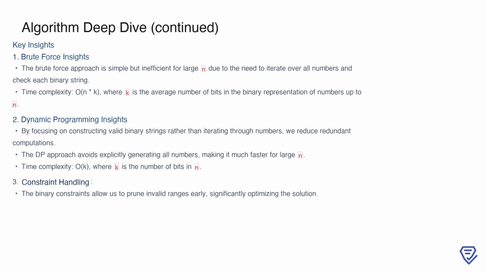In contrast, the dynamic programming approach focuses on constructing valid binary strings directly, which eliminates the need to explicitly generate and check every number. This significantly reduces redundant computations and makes the approach more efficient, with a time complexity of k, where k is the number of bits in n. Another important optimization comes from understanding the constraints imposed by n's binary representation. By pruning invalid ranges early, we can further reduce unnecessary computations and ensure only valid numbers are considered.